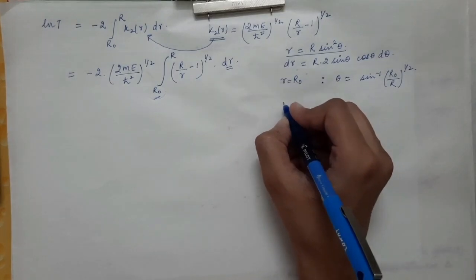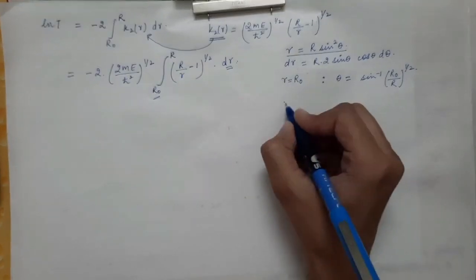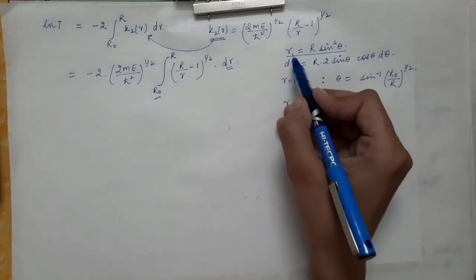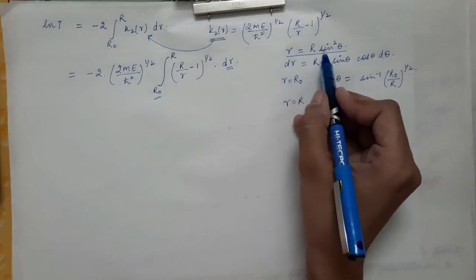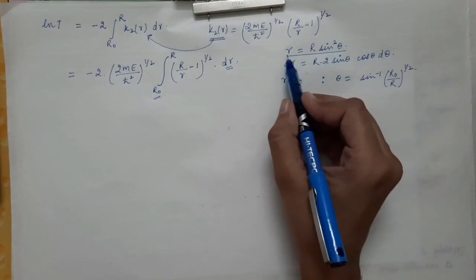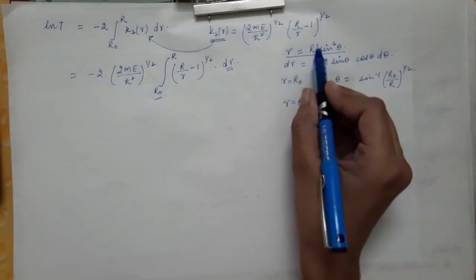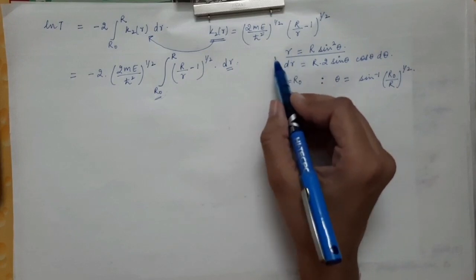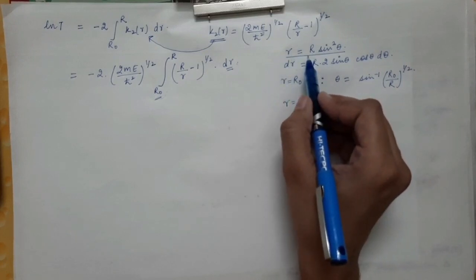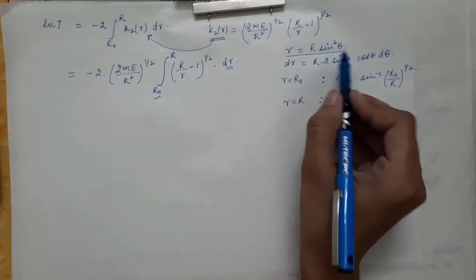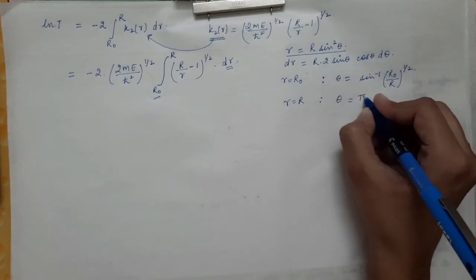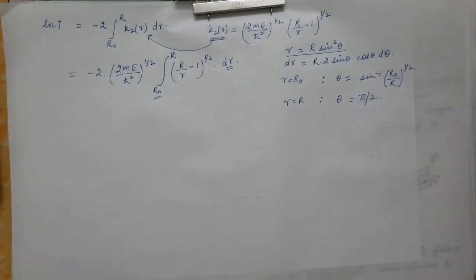Now the upper limit of theta. For the upper limit, r is equal to capital R. So the upper limit of r is capital R. When you put small r equal to capital R, capital R and capital R will cancel with each other, and you will get sine square theta equal to 1. So the upper limit of theta will be equal to pi by 2. So this is the upper limit of theta.